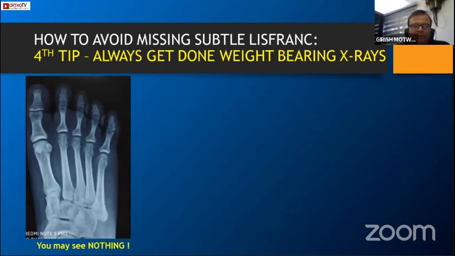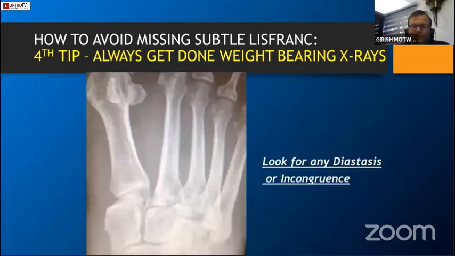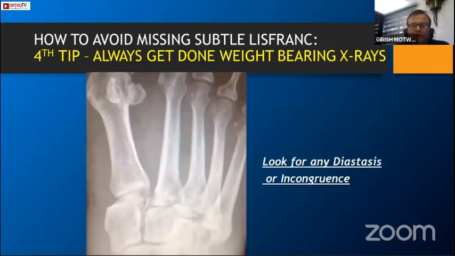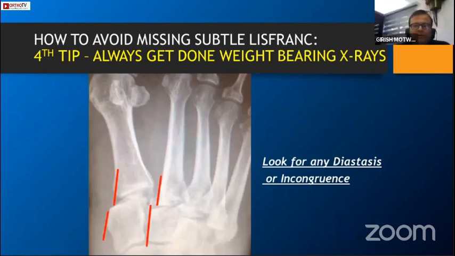As you can see here, you may see nothing in the non-weight bearing X-ray, but in the same patient on the weight bearing X-ray, you may see something obvious. The base of the second metatarsal is broken, the lines are broken. So always try to look at this diastasis. This is very important. The medial border of the first metatarsal should be continuous with the medial border of the medial cuneiform, and the medial border of the second metatarsal should be continuous with the medial border of the middle cuneiform, and the same on the oblique X-ray with the third and the fourth.